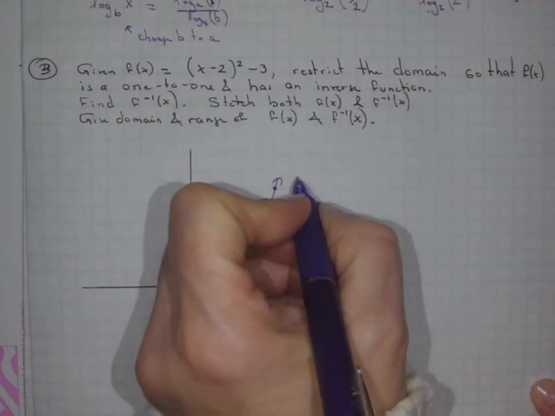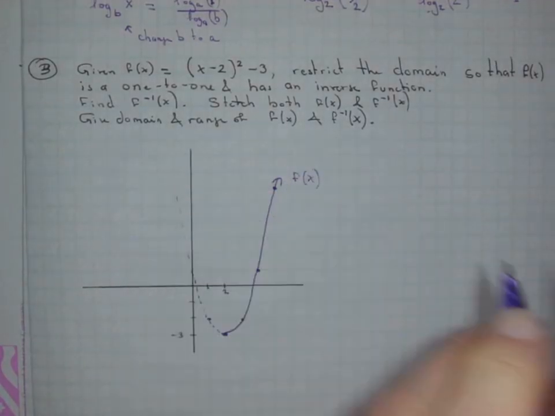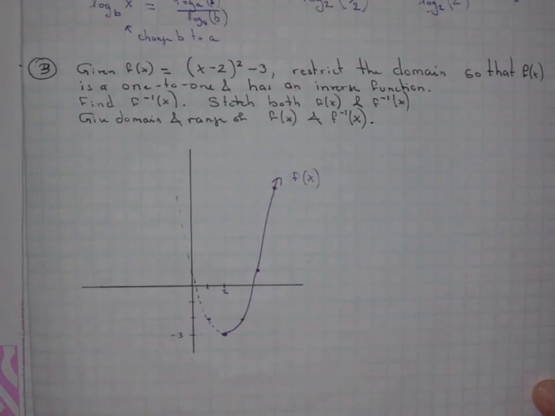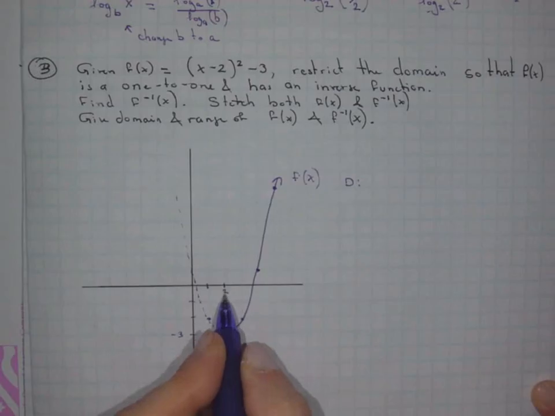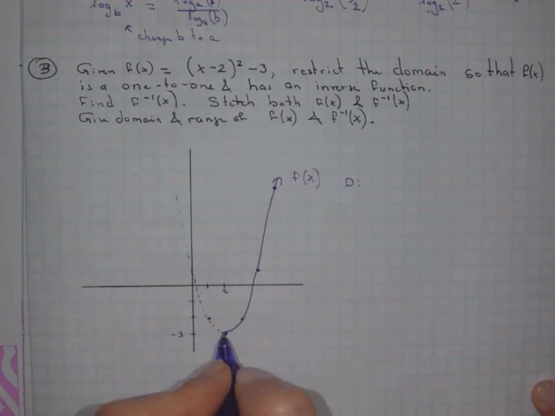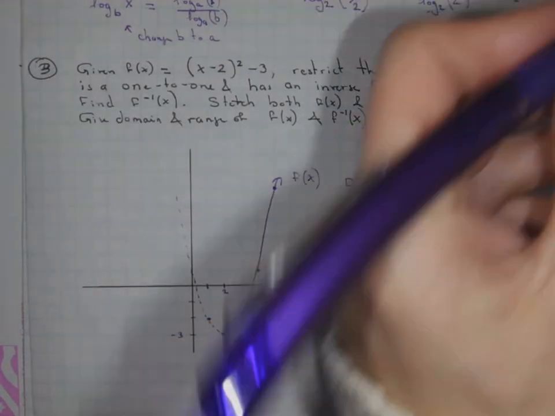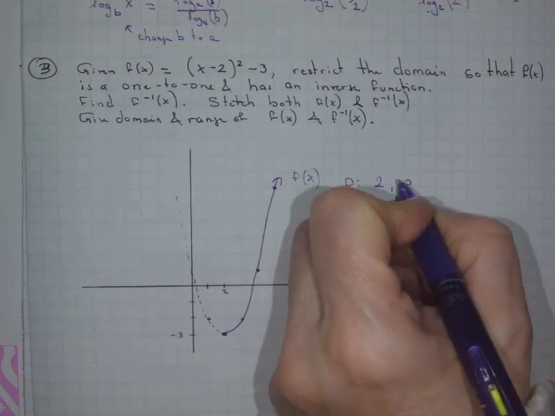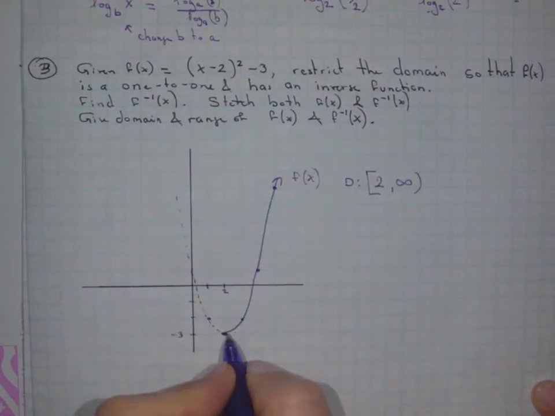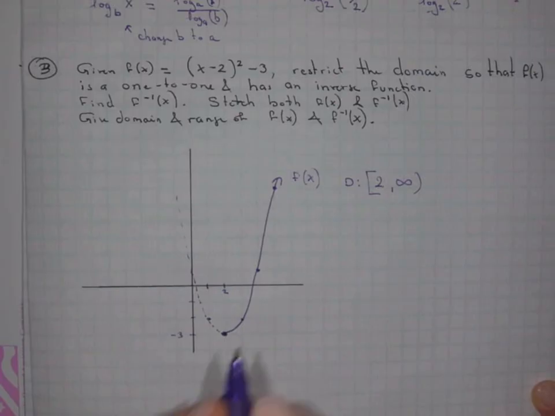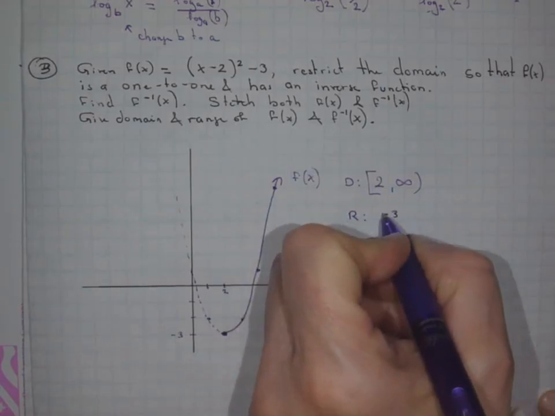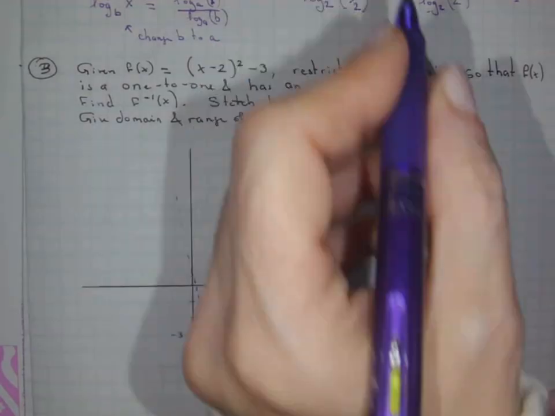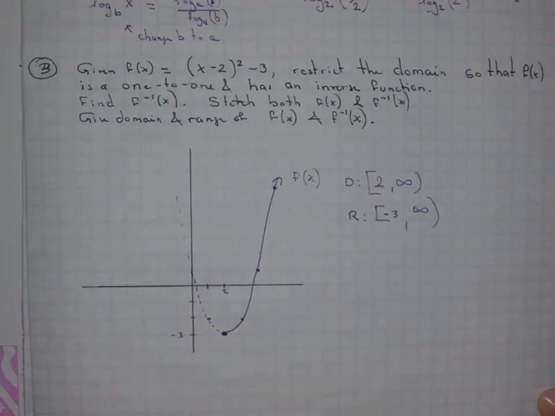So this is going to be my transformed, my restricted f of x, right? So this restricted f of x has a domain of 2, right? Starts at x equals 2 and it keeps going forever to infinity. So 2 to infinity. 2 is included. We actually start there, right? So we put a bracket. And then the range will be, well, my lowest value will be -3 included, and then it's going to shoot up to infinity. Okay, domain and range done.